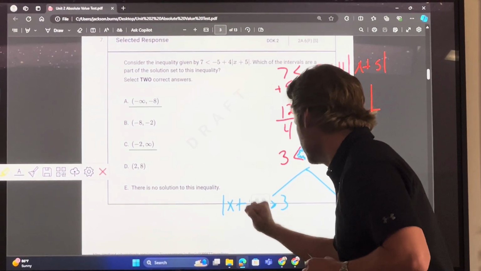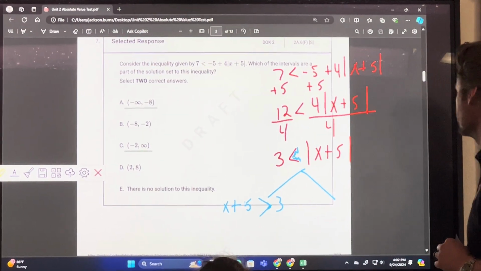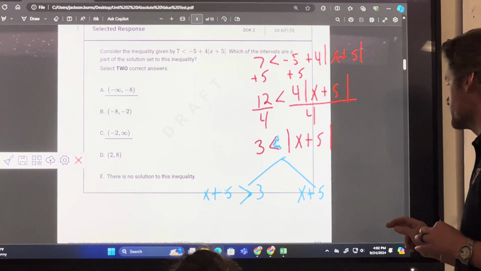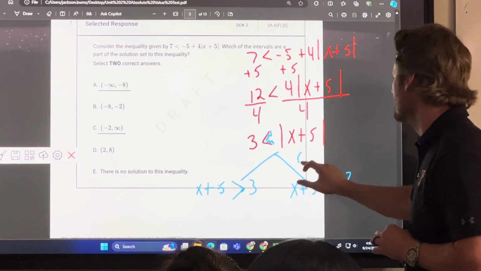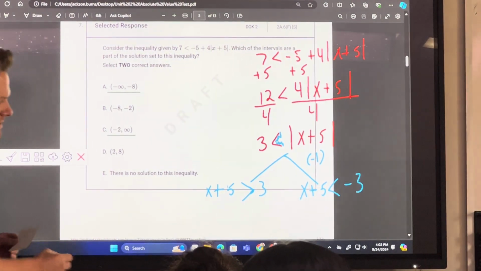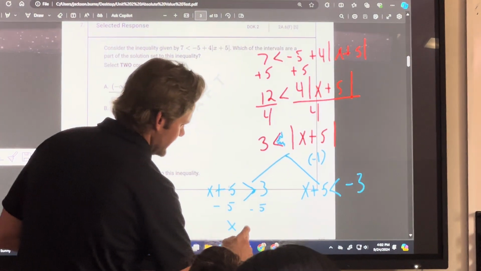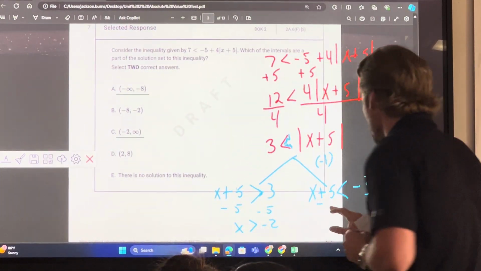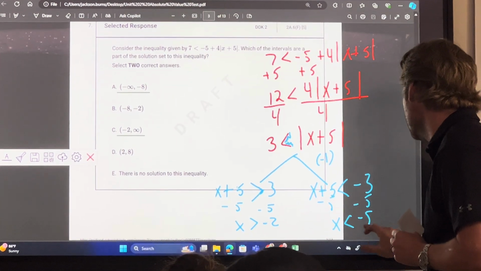I don't need my walls here. So I get x plus 5 is greater than 3, and then my second equation, x plus 5, and now I have to flip the sign. So I want it facing the other way, and I multiplied that 3 by a -1. So I solve it out, -5, -5, I get x is greater than -2, and -5 on each side, I get x is less than -8.